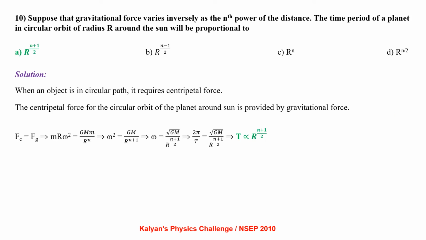Suppose that gravitational force varies inversely as nth power of the distance. The time period of a planet in circular orbit of radius r around Sun will be proportional to. When an object is in a circular path, it requires a centripetal force. The centripetal force for the circular orbit of the planet around the Sun is provided by gravitational force. So F centripetal equal to F gravitational, m r omega square equal to G M m by r power n. From there omega square equal to GM by r power n plus 1, from which we get T proportional to r power n plus 1 by 2.